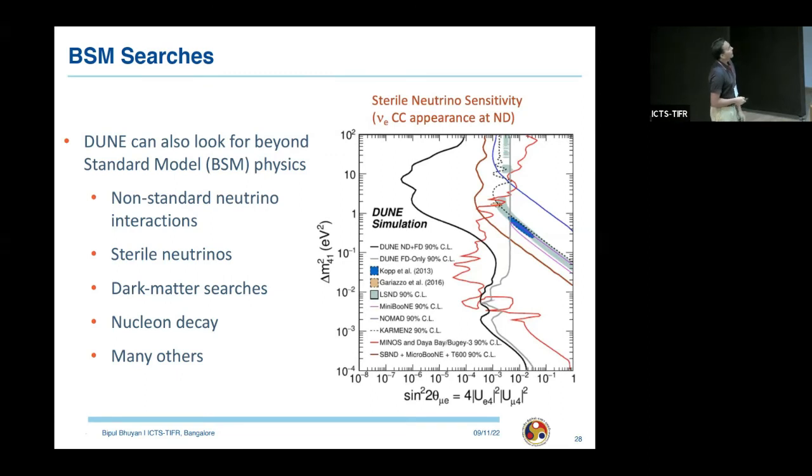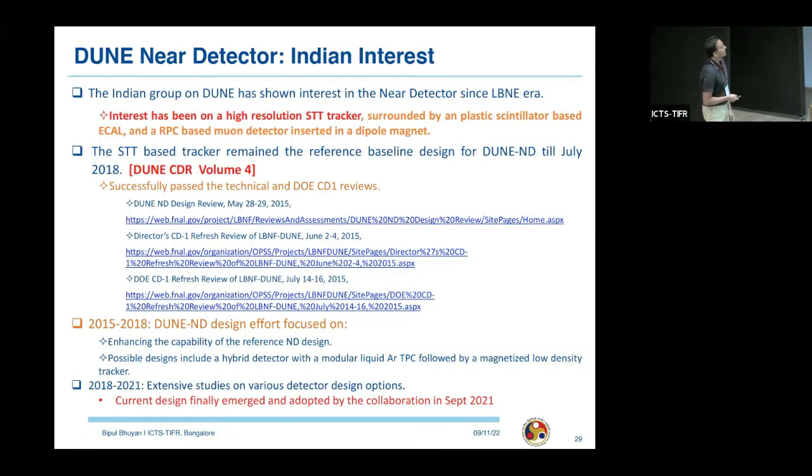Okay. Now, coming to the Indian program, I thought of putting it there because there's something that the Indian group has been working on from the very beginning, since 2012. We initially proposed a detector based on the STT tracker, surrounded by a plastic scintillator-based ECAL and an RPC-based muon detector, put inside a dipole magnet. That design remained a reference design for DUNE till almost 2018. And we have written the CDR that went to the DOE review as well.